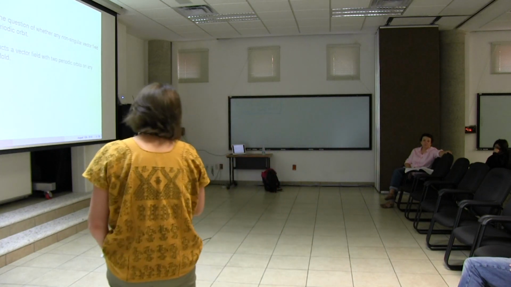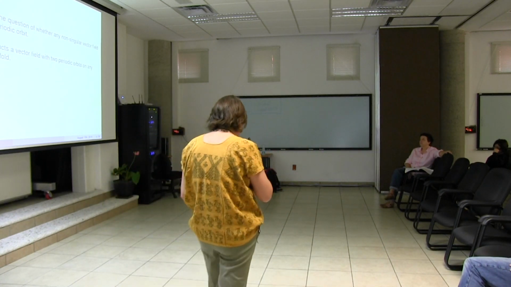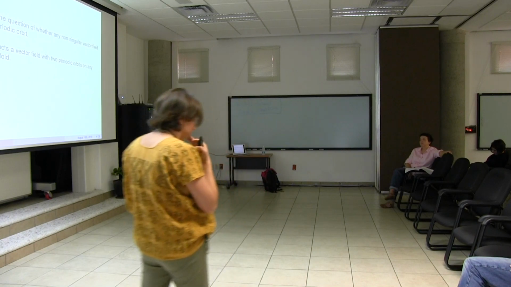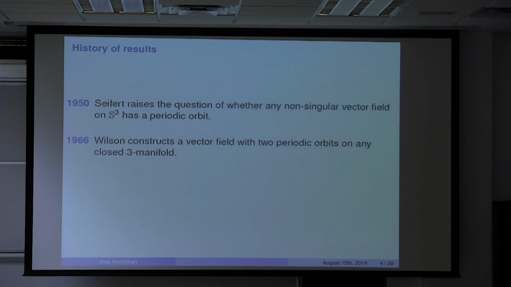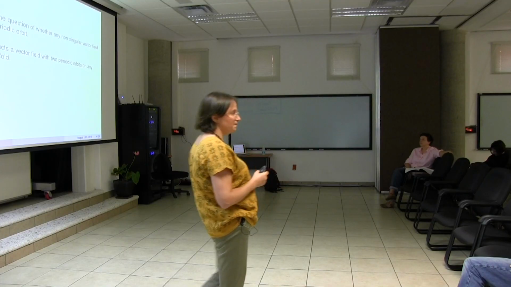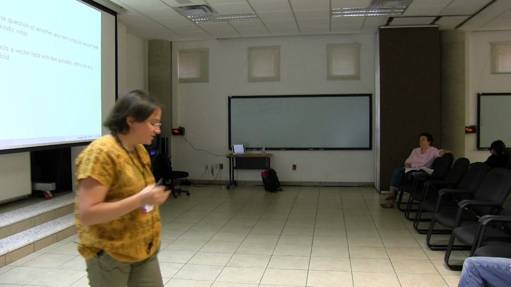Okay. Then in the 60s, Wilson built, to my knowledge, the first plug. There is a plug that has periodic orbits, has two periodic orbits, and it traps a lot of orbits. And with this plug, he can build on any three-manifold a vector field that has two periodic orbits. Okay? Just the two periodic orbits are in the plug.